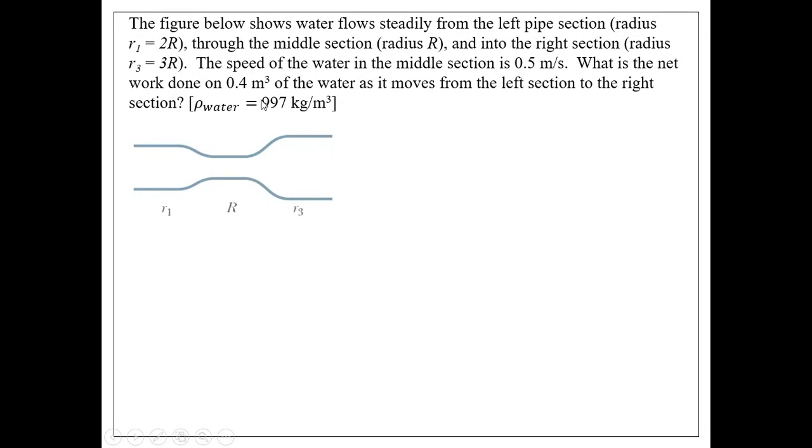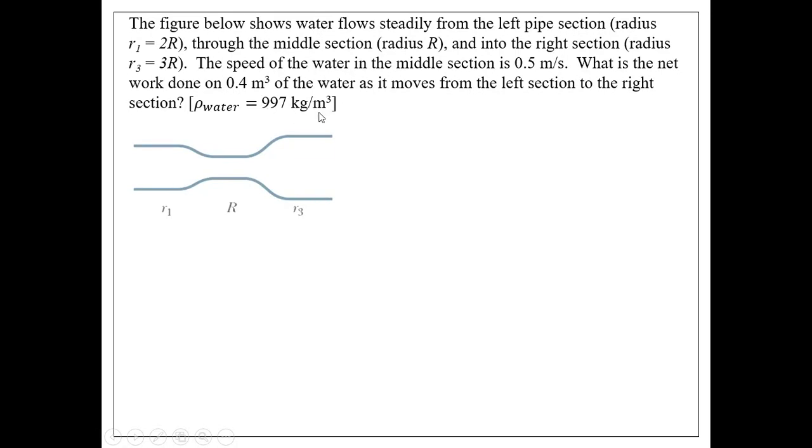Okay. It says the speed in the middle section is 0.5 meters per second. And it says, what is the net work done on 0.4 meters cubed of water? So 0.4 meters cubed here suggests volume. Meters cubed is a measurement of volume. And then it says from the left section to the right section. The density of water here is a constant. It is 997 kilograms per meters cubed.